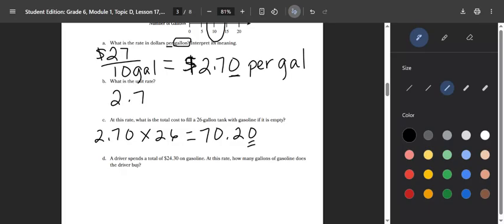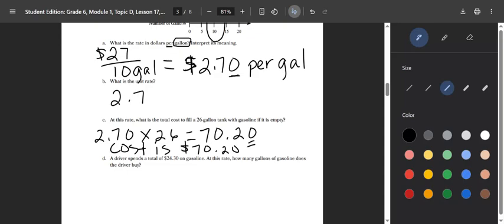So the total cost to fill a 26-gallon tank with gasoline is $70.20.